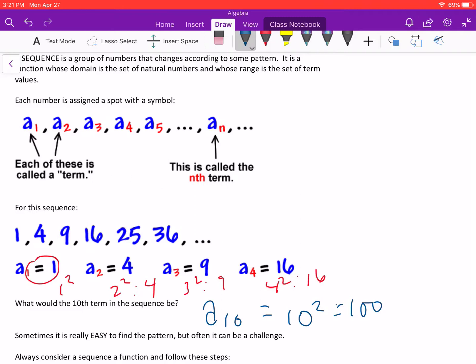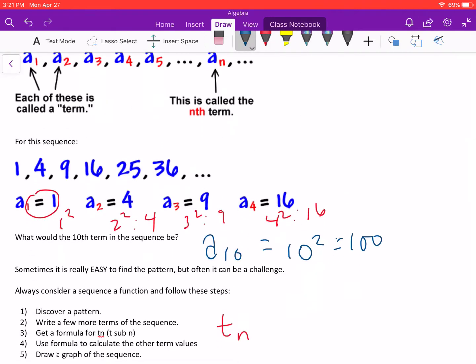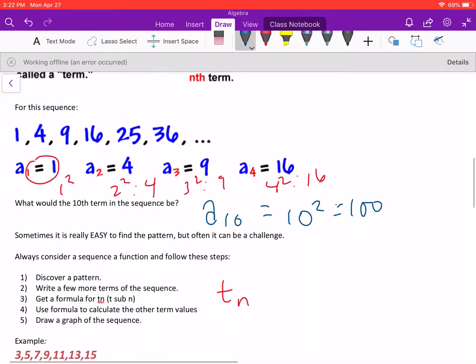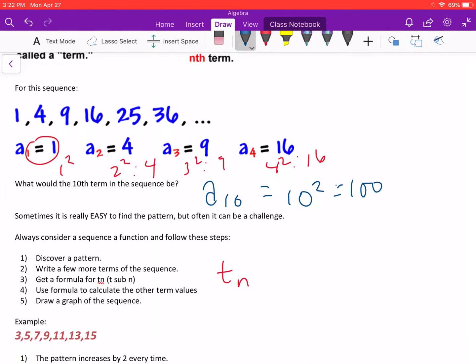And so sometimes it's really, really easy for us to find a number pattern, but often it can be a challenge and we need to use a formula. And so when we're doing a sequence, we have to follow a certain number of steps. You want to discover a pattern. Look at it, think about it. Write a few more terms of the sequence. Get a formula for T sub n, which is actually written like this. Use the formula to calculate the other term values, and then draw it to look at the sequence.